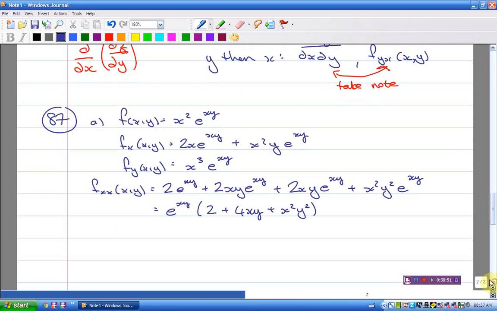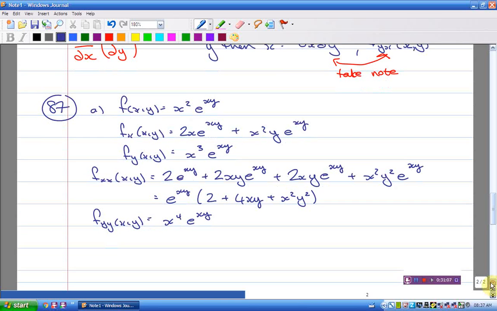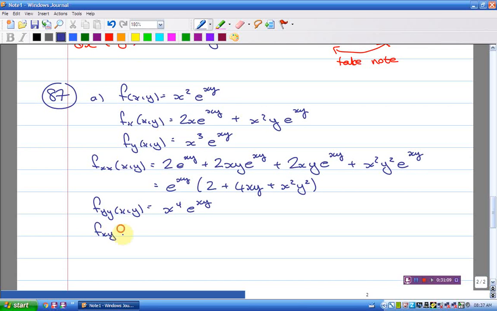How about my yy derivative? No product rule going on there. There we go. The yy derivative is quite nice and simple. How about the xy derivative?